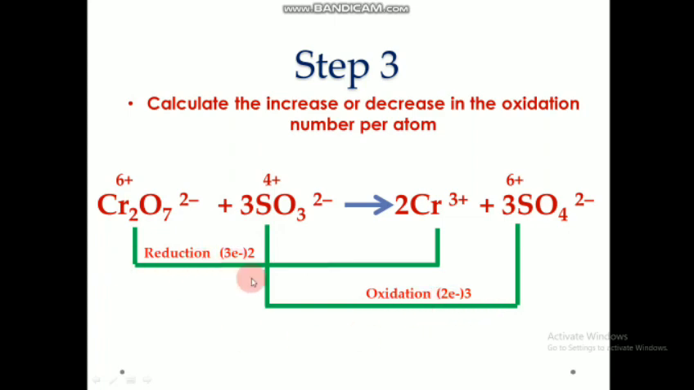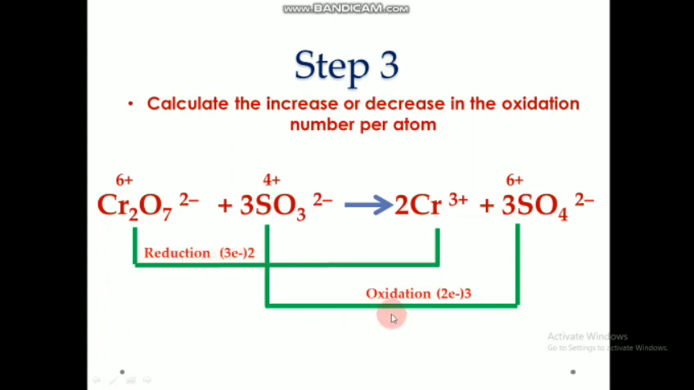Reduction also 6 electrons, oxidation also is 6 electrons. Now that is balanced. So first we check the chromium. Chromium here, 2 atoms was there. So balancing that we kept 2 here. That 2 only we multiplied with the electron number, so the electron number became 6 electrons.